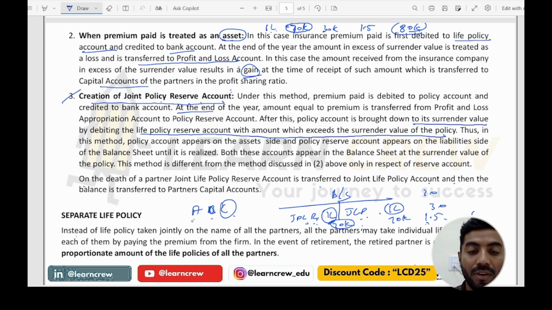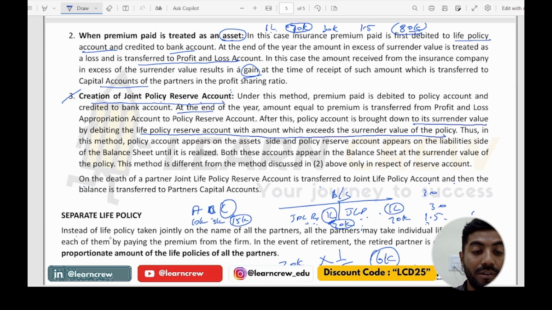So the surrender value of A is 10K, B is 5K, C is also say 15K. Whenever a partner is retiring, not only the surrender value of 15K will be taken, the total surrender value you have to take. That is nothing but 30K. So the total will be 30K into C's share, say for example, share is 1/5. 1/5 of that is nothing but 6,000. 6,000 will be the share of C. 15K is not the share of C, 6K is the share of C. This is how you need to consider.